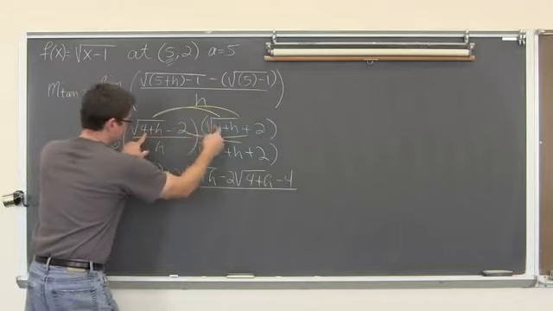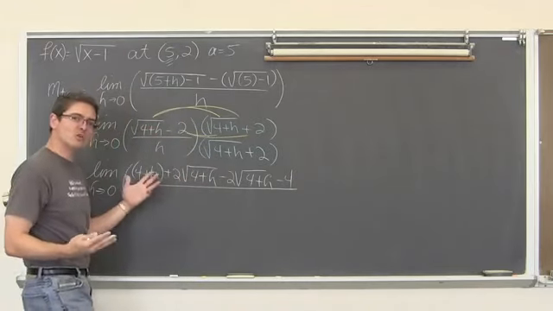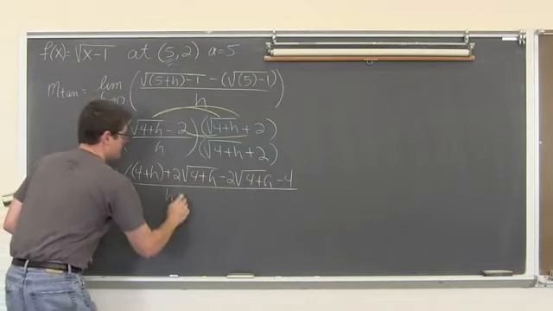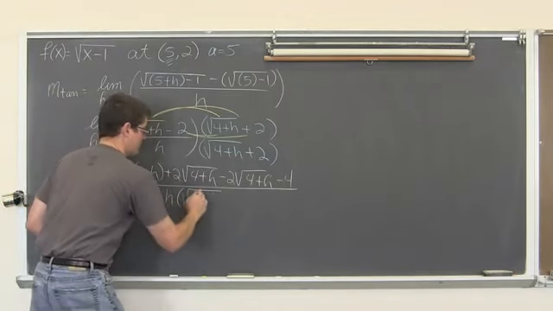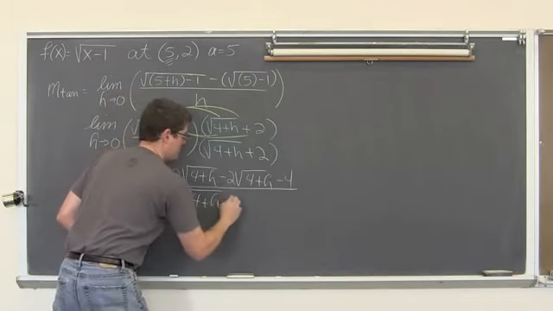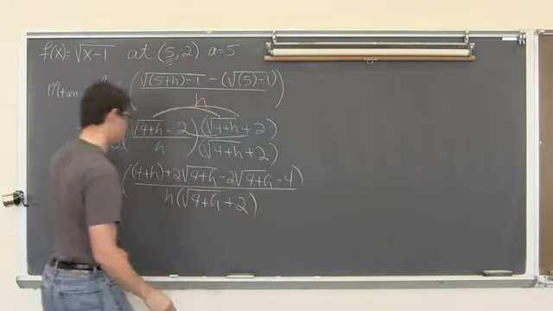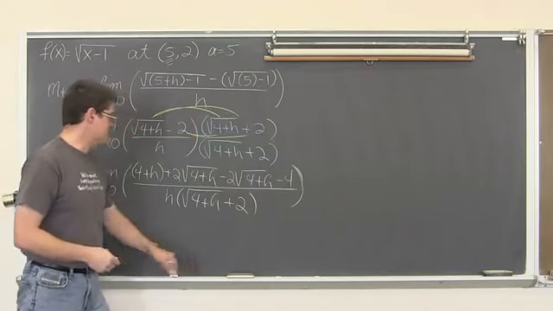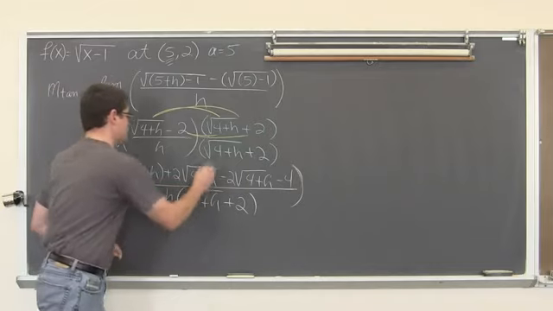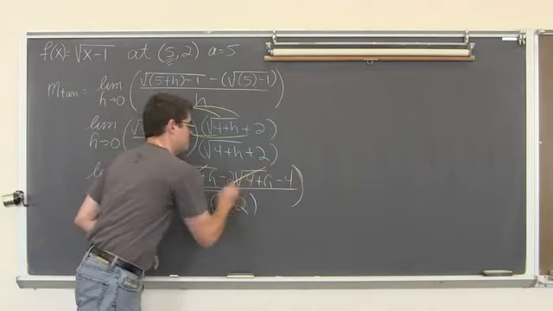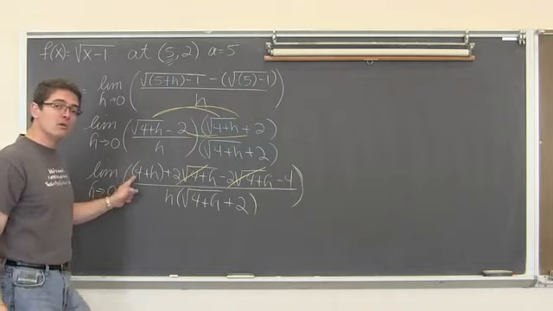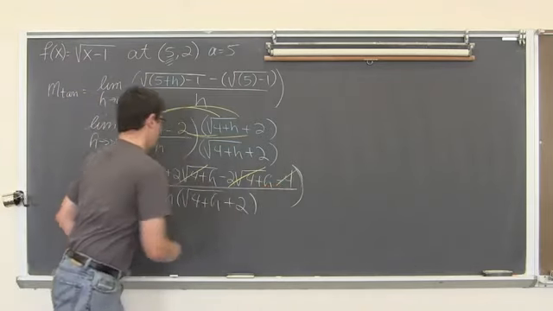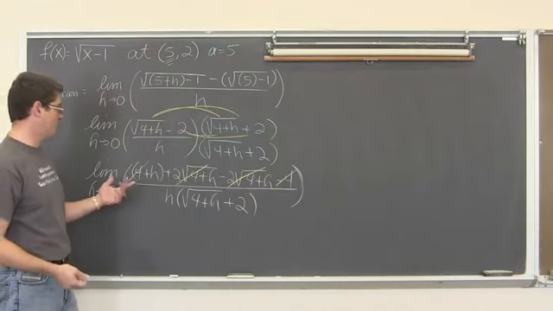So first, the expansion of the numerator through the distribution process is right here, over h times the square root of 4 plus h plus 2. There we go. And now a bunch of cancellation starts happening. 2 square root of 4 plus h minus 2 square root of 4 plus h cancels out. The 4 here and the 4 at the end will also cancel out. And we're left with, well, not a whole lot.